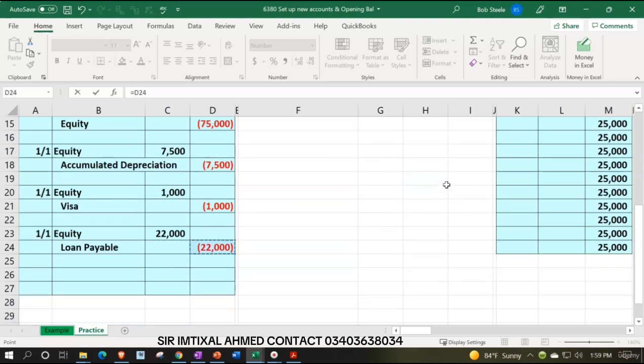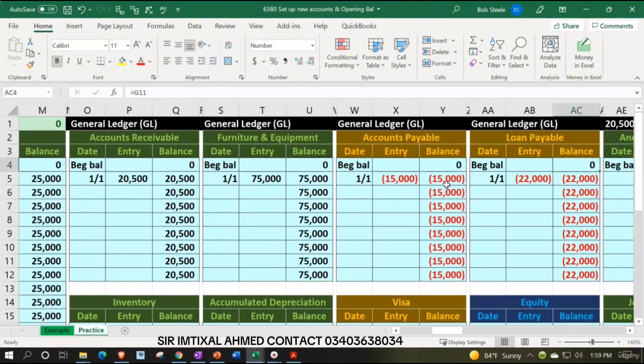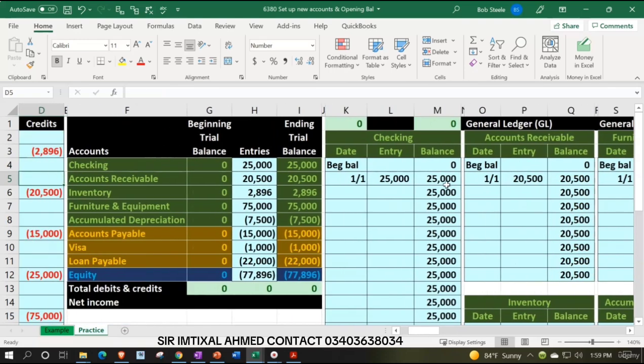Anyway, so we got the 22,000 and enter. And then we've got the 0 going up by 22,000 to 22,000. That amount should also be on the trial balance. So there it is on the trial balance. We're back in balance on the general ledger as well.